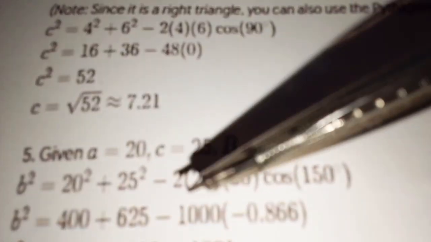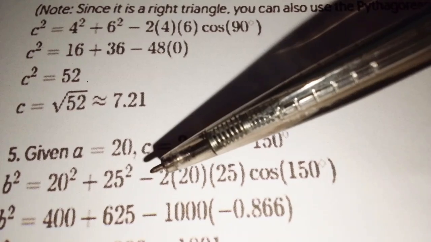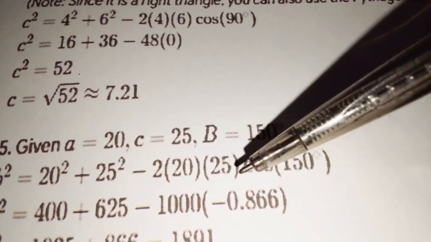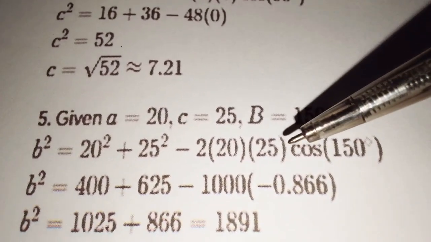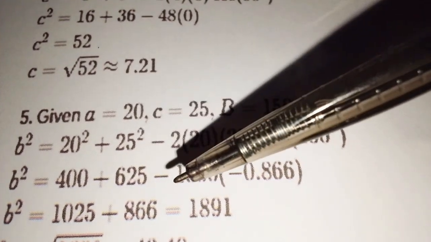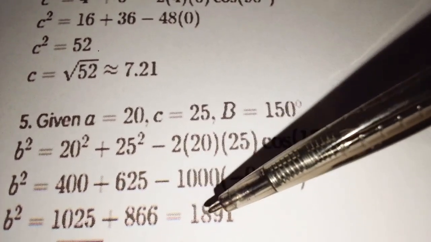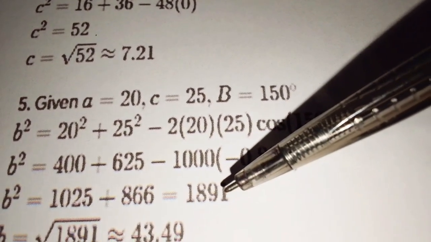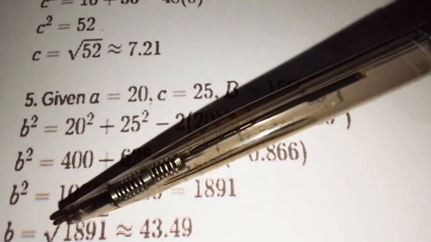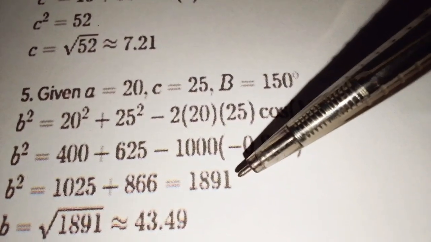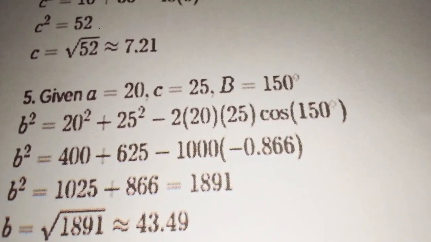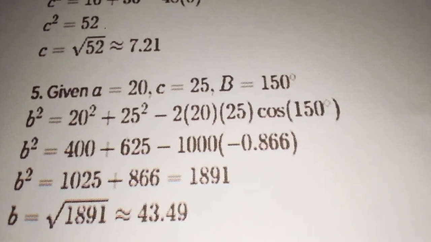Then 20 squared is 400, and 25 squared is 625, minus 2 times 20 is 40 times 25 is 1000 times negative 0.866. Now b squared is equal to 400 plus 625, giving us 1025, plus 866. If we get the sum, it gives us 1891. But we are asked to get the value of b, not b squared. So the square root of b squared is b, and the square root of 1891 is approaching 43.49. So yeah, this is the answer.